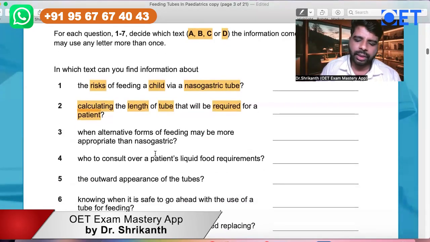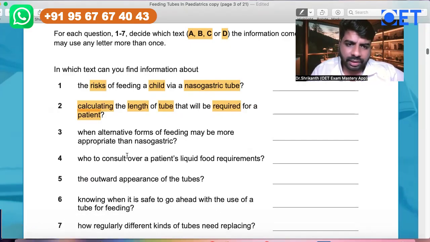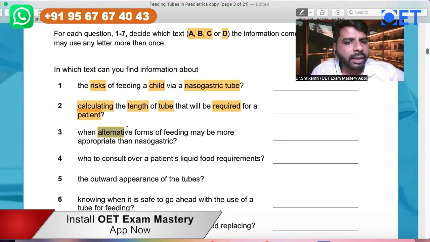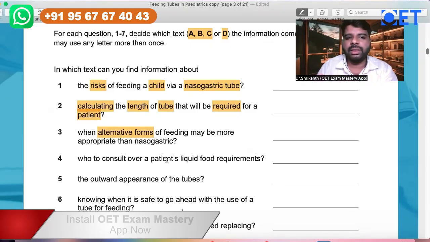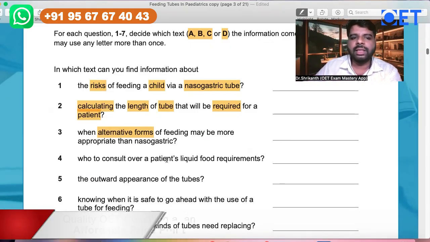Now let's take a look at the third question over here. When alternative forms of feeding may be more appropriate than nasogastric. So here, alternative basically means what? Substitutes. So instead of this, use this. Use this as an alternative.